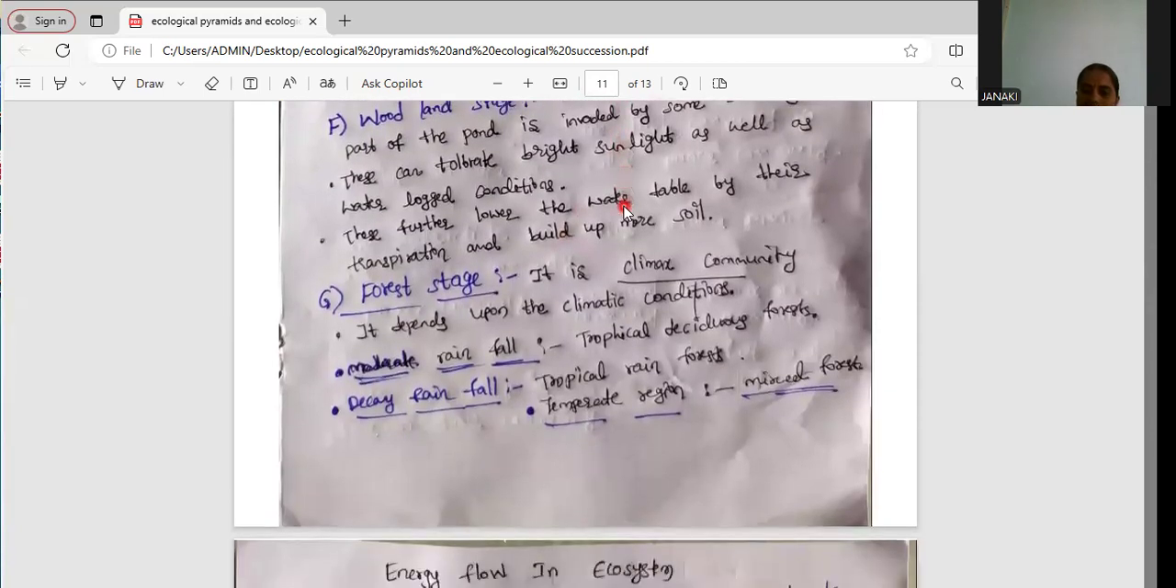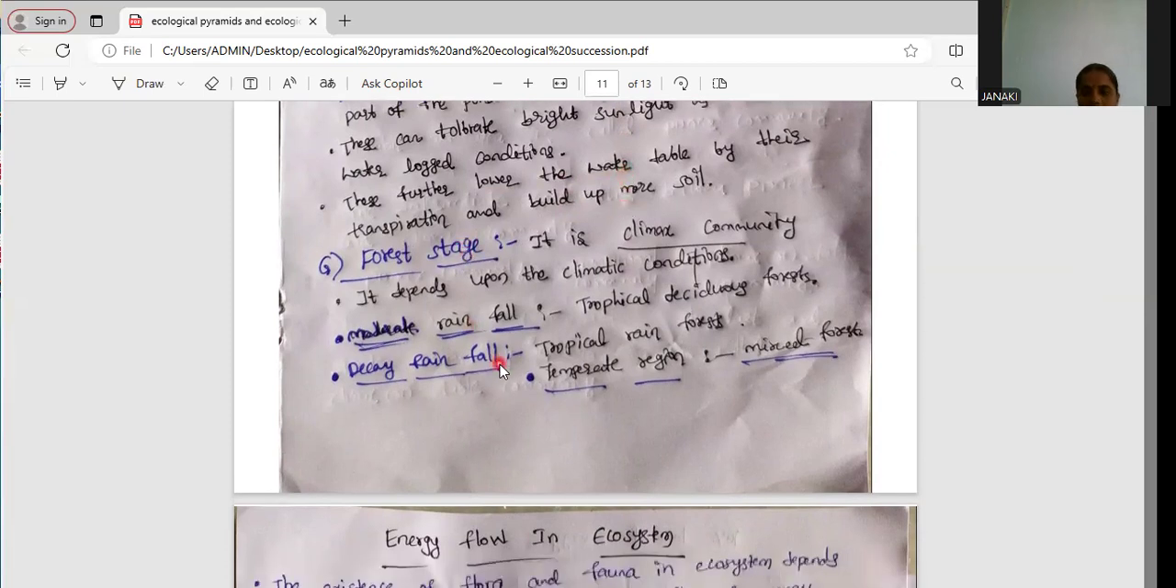It is the climax community. It depends upon the climatic conditions. Next, here, moderate rainfall and heavy rainfall. Tropical deciduous forest, tropical rainforest, temperate regions, mild temperate forest. Tropical rains and temperate regions, heavy rainfalls.